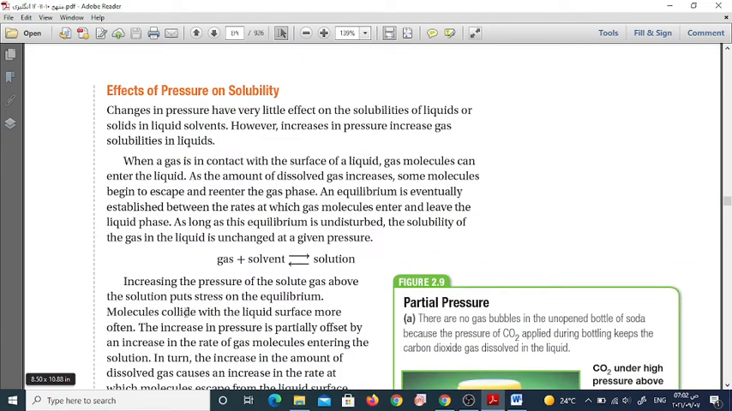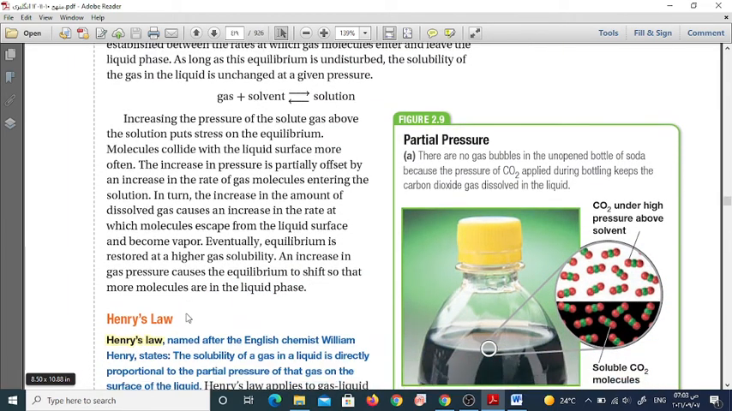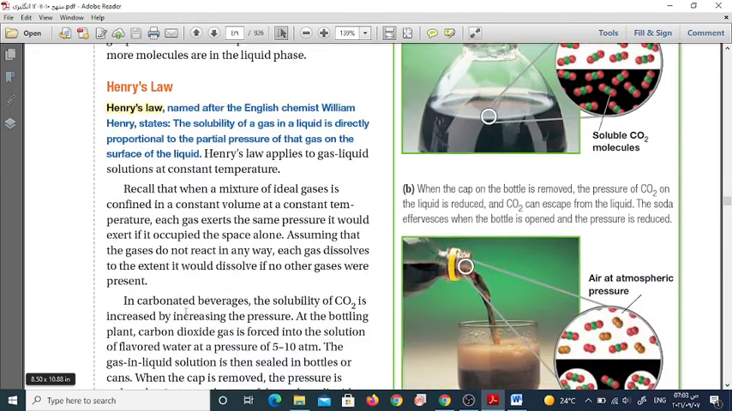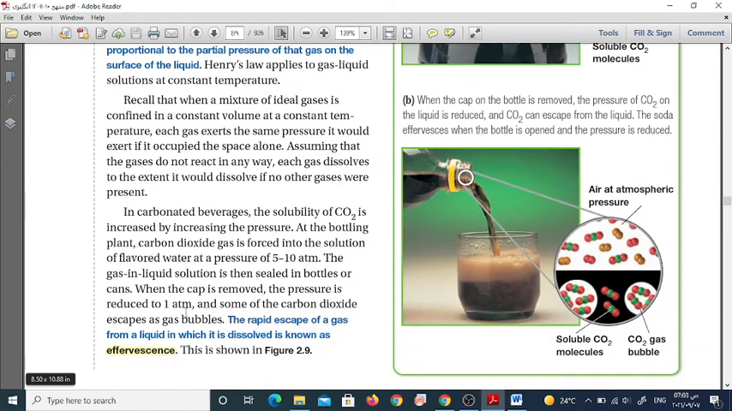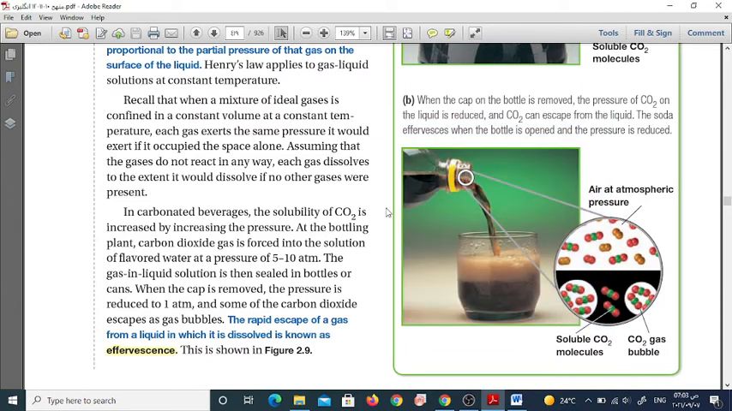Effect of pressure on solubility. Of course, when we increase the pressure, we will get more gas dissolved. And this is what is called Henry's law. Okay? Effervescence is the favaran in Kurdish language. This is effervescence. This usually happens in the case of gases. Yes. Not so important.